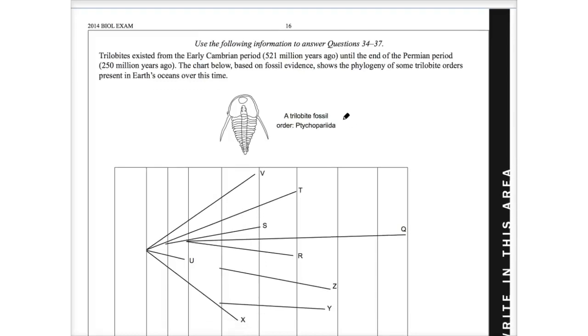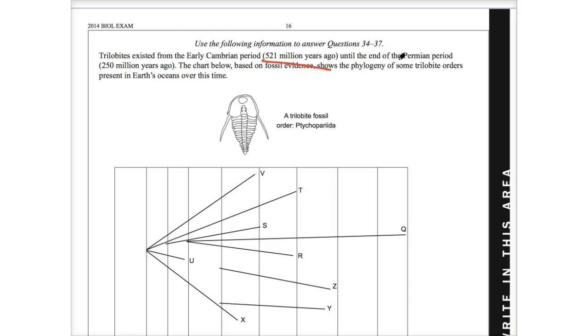Perfect. So if we look at this particular question, we're going 34 to 37. It's looking at fossils and phylogeny and looking at the orders of that. And so when you look through this, the early Cambrian period of these trilobites were 521 million years ago.